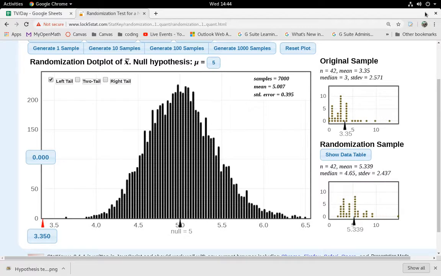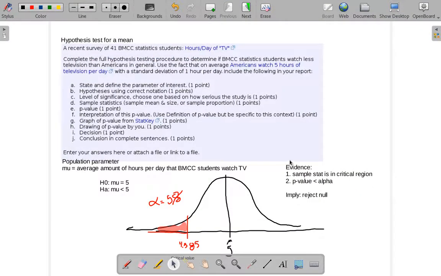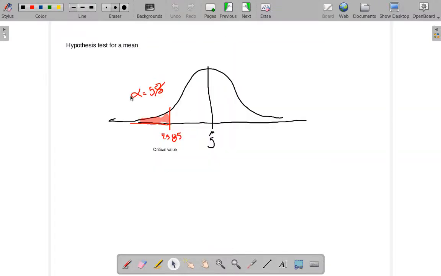So I need to make a note of that in my graph. New page. All right, so here again is my significance level and critical value, and this over here is called the critical region. So if my sample data falls in the critical region, that's one piece of evidence that says you should reject the null.